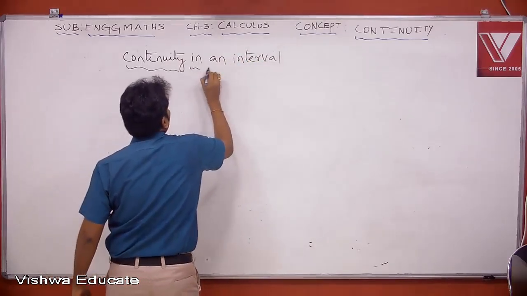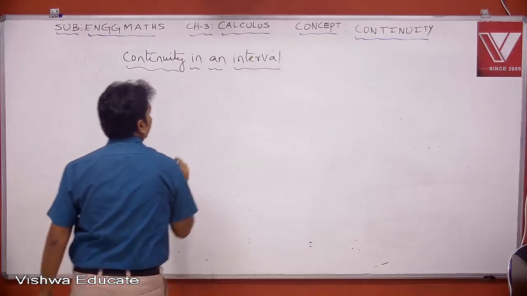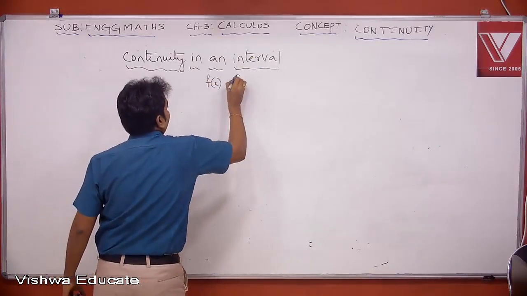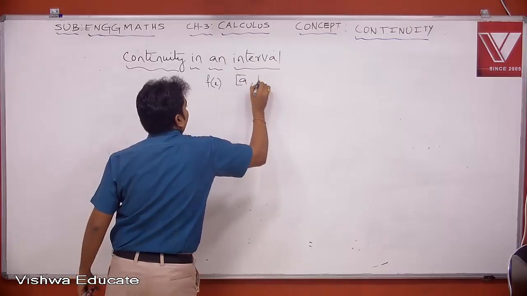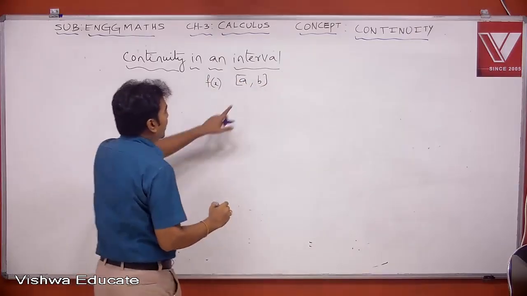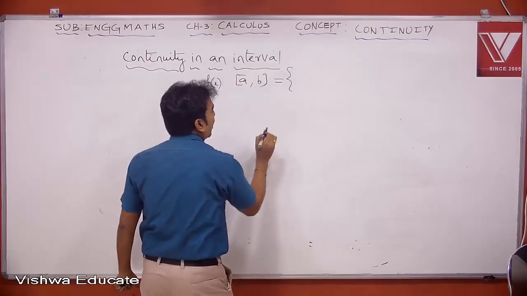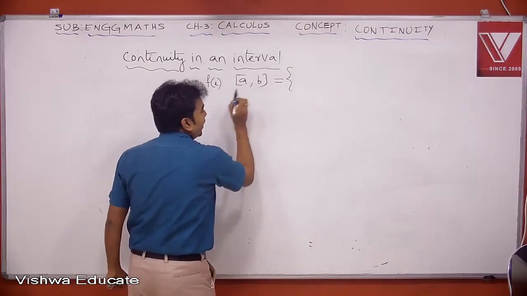Very important concept: continuity in an interval. Suppose f of x is a function. The interval is the closed interval a comma b. Basically, when you discuss the closed interval a comma b, it is a set including all numbers from a to b along with a and b.